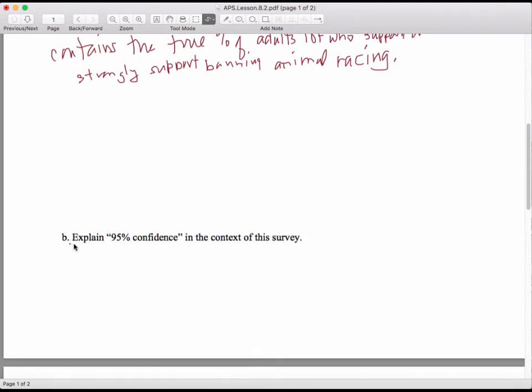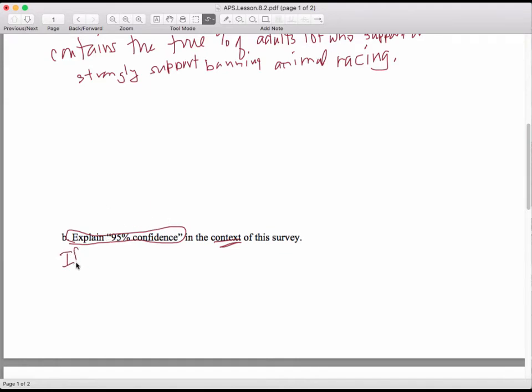Now, just for good measure, the question has been asked. Explain what 95% confidence means in context of this survey. And remember, confidence comes from that red and green bar diagram that I had you take a picture of the other day. What we know is if we could make lots and lots of these things in exactly the same way, then about 95% of them would capture the true percent of people who support banning animal racing.